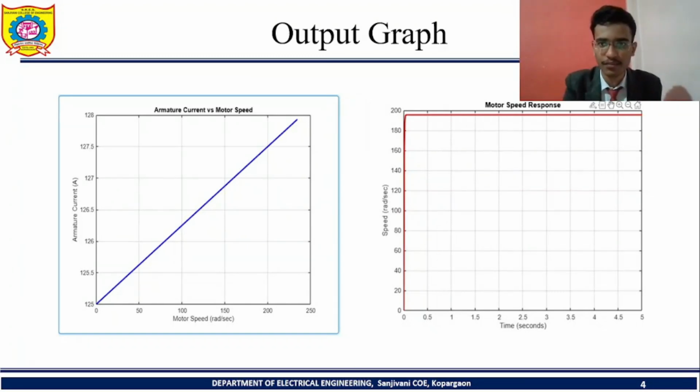Then the second graph shows the motor speed response. On the x-axis it is the time, and on the y-axis it is the speed. The motor speed quickly rises and stabilizes at 195.3 radian per second, and the speed shows a fast rise with minimal overshoot, indicating a well-tuned system. This means the motor reaches the steady state speed effectively with good stability.